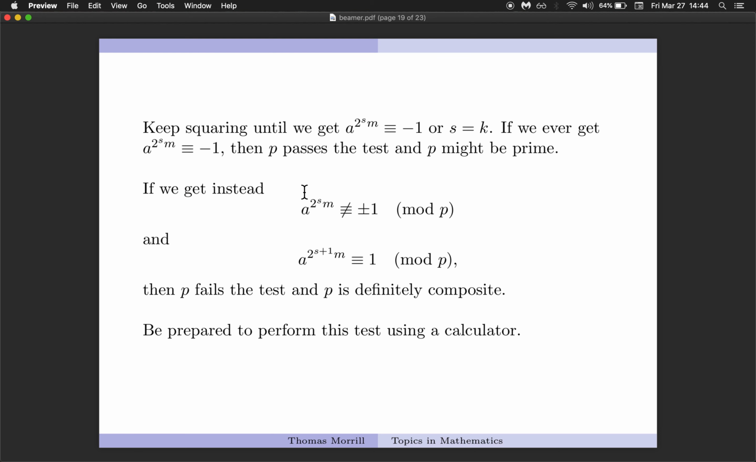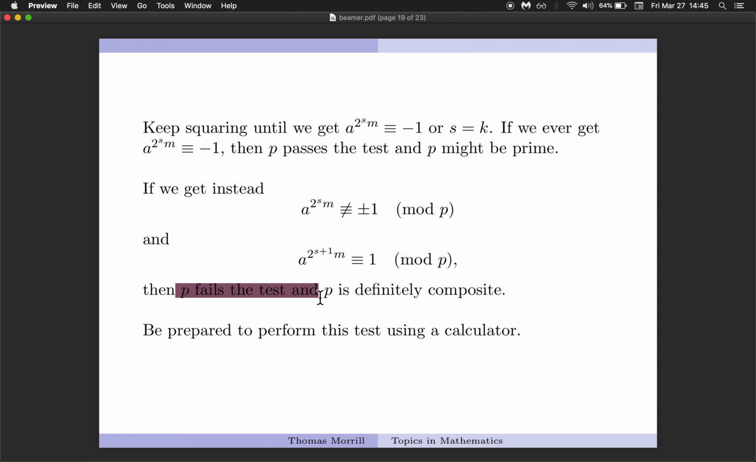If instead we get something like this, a to the power 2 to the power s times m is not plus or minus 1, and a to the power 2 to the power s plus 1 times m. So this number down here is the square of this number up here. So if I square something that is not plus or minus 1, and I get 1 out of that squaring, then p fails Miller's test, and p is definitely composite. So you can start to see a pattern here.